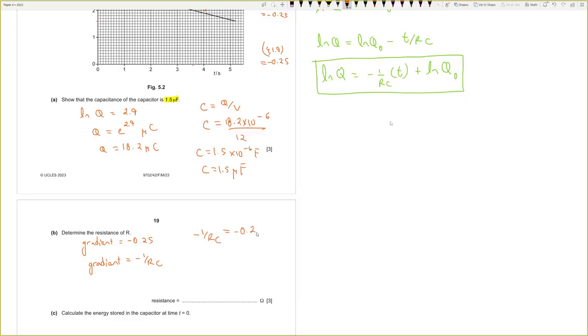So you can get rid of the minus sign on both sides. So R is equal to 1 divided by C times 0.25. So R is equal to 1 divided by 1.5 times 10 to the power minus 6 times 0.25. So let's find this out. 1.5 times 10 to the power minus 6 times 0.25. That gives you a value of R equal to 2.67 times 10 to the power plus 6.